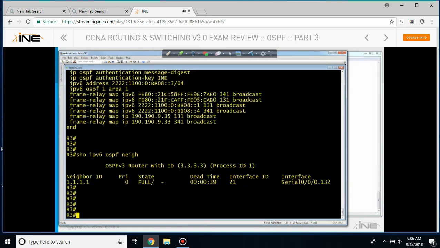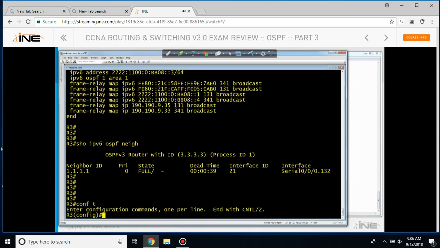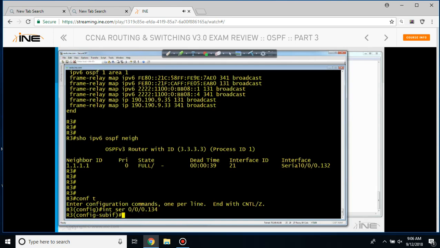Well, I could sit here and wait a little bit longer, but I'm not going to do that. I'm just going to add some neighbor statements on this guy. Interface serial 0/0.134. IPv6 OSPF neighbor. I want you to talk to this guy.